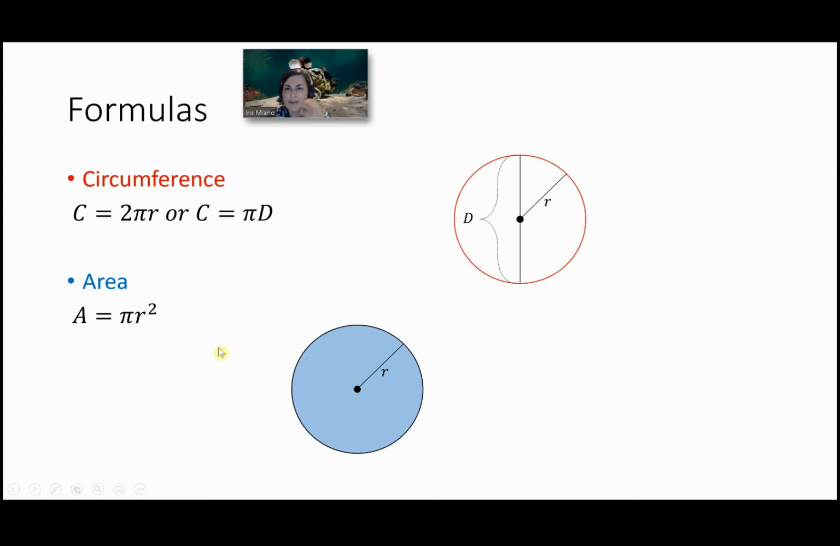Pi, right? So hopefully we all have some kind of introduction to this Greek letter pi. It is mathematical shorthand for an irrational number, which is, for every circle ever, the ratio of the circumference to its diameter. So take this C equals pi D formula right here. If you were to divide both sides by D, you would get pi equals C over D, right?